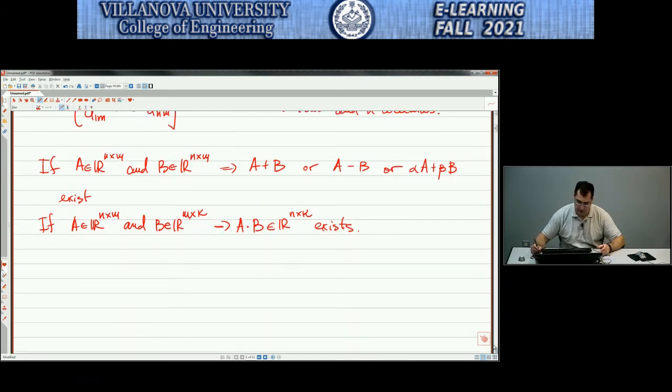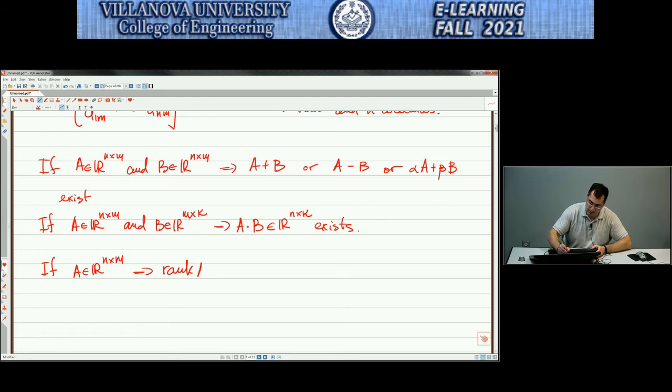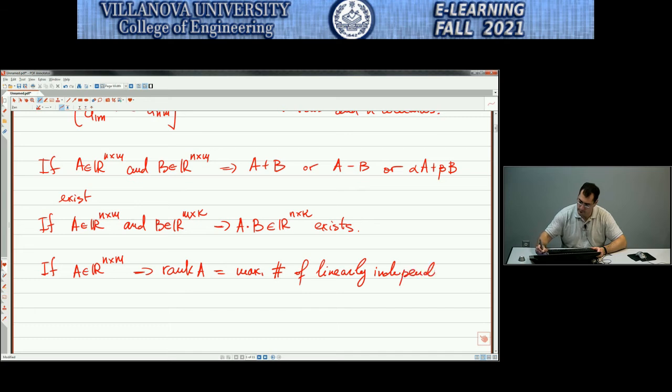The rank of a matrix is a concept that is defined for any matrix, not necessarily a square matrix, any matrix n by m. And I'll tell you in a second what that means. So if A is an n by m matrix, then the rank of a matrix is the maximum number of linearly independent rows or columns of this matrix.